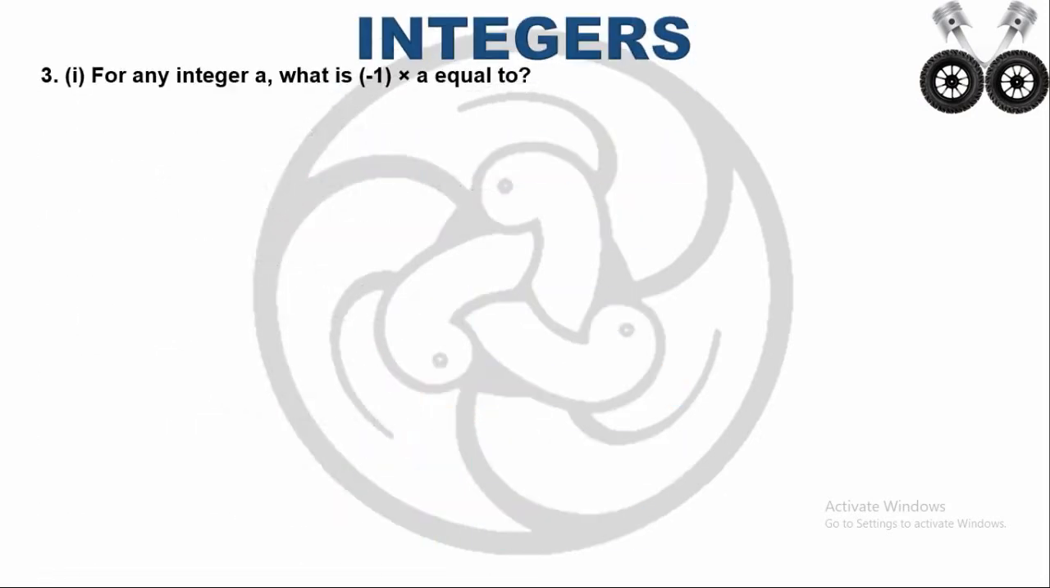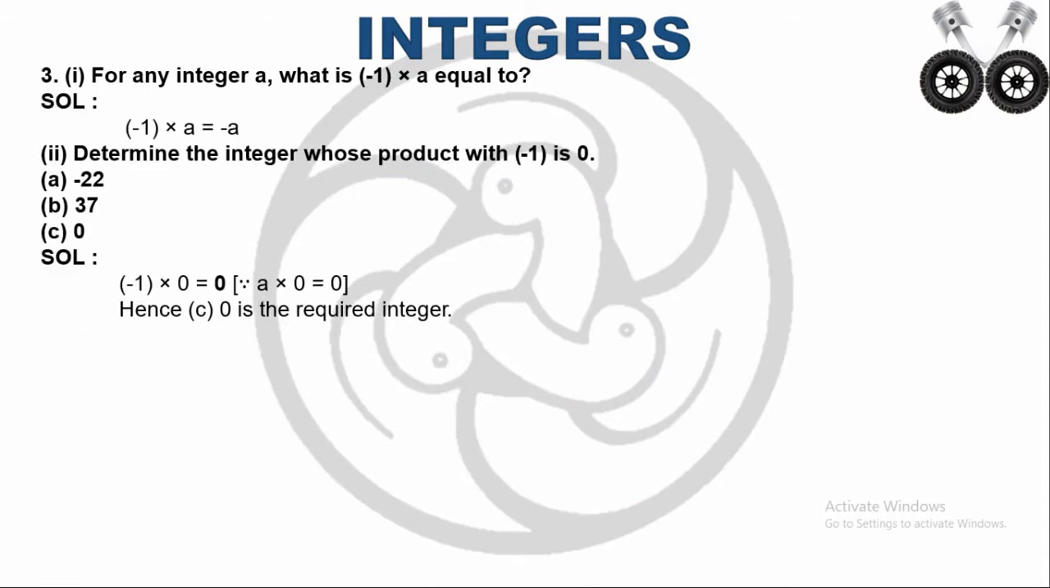Next one is for any integer a, what is minus 1 into a equal to? If I multiply minus 1 into a, we will get the answer as minus a. So any integer that is multiplied with minus 1, we will get the answer as minus a. Next, determine the integer whose product with minus 1 is 0. That is, I have to multiply minus 1 and get the answer as 0.